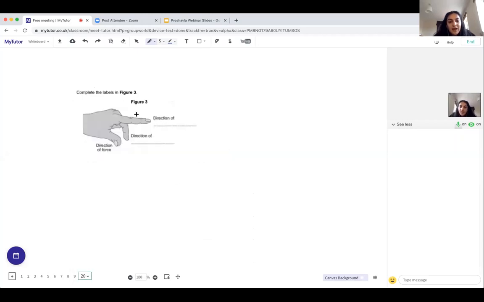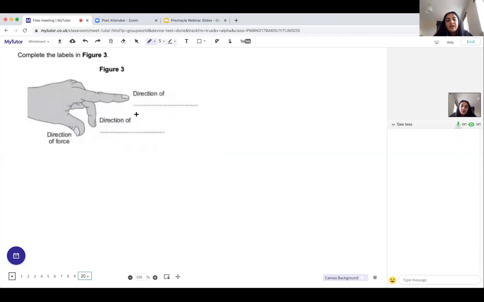Okay, so going back to Fleming's left-hand rule, let's see if you can remember what the first finger means and what the second finger means. So put your answers in the chat. What does the first finger represent and what does the second finger represent? And then I'm going to show you a cool way to remember it.